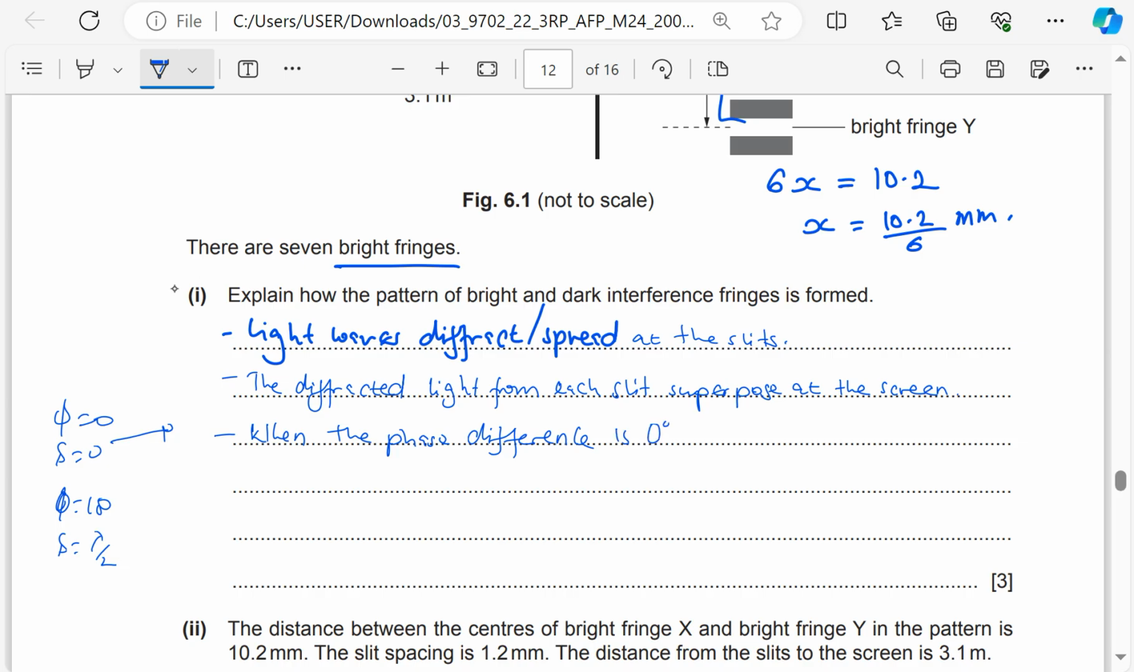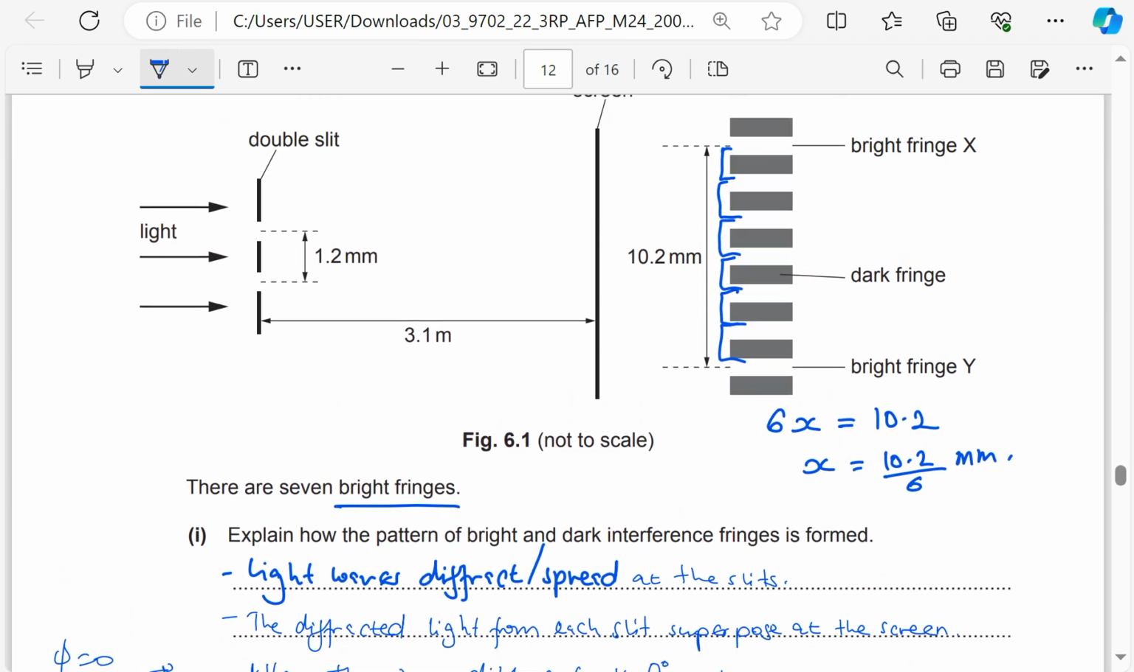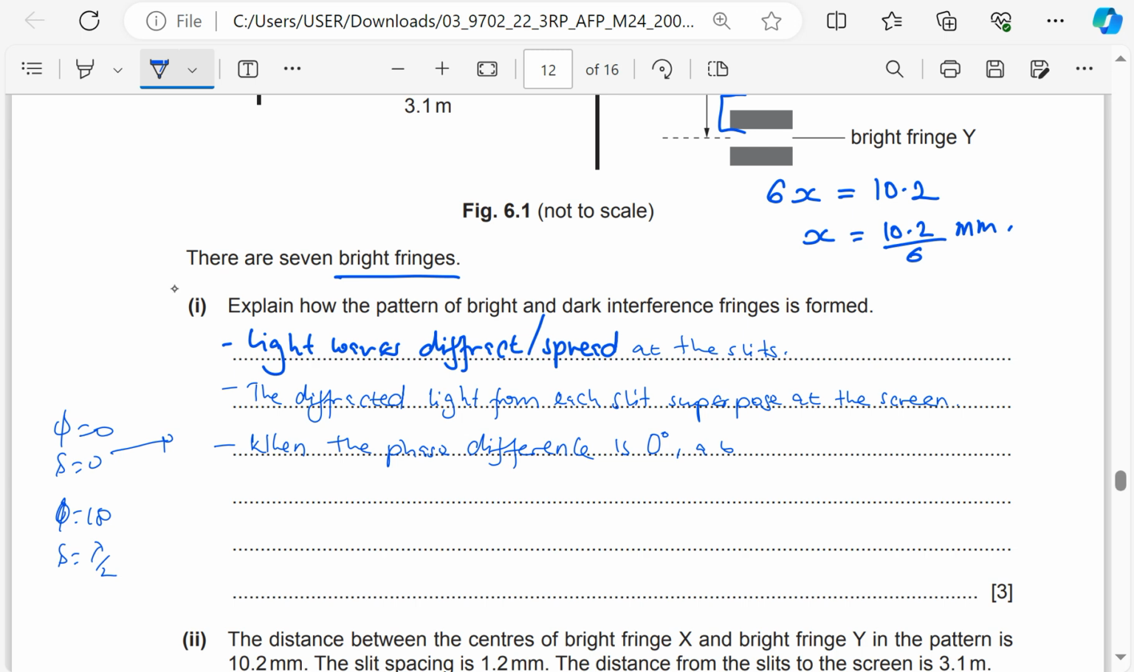is 0 degrees, can I say only 0 degrees? Okay, 0 degrees, 360. When the phase difference is 0 degrees, a bright fringe or intensity maximum is formed.